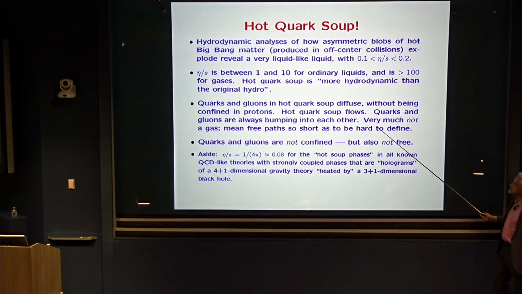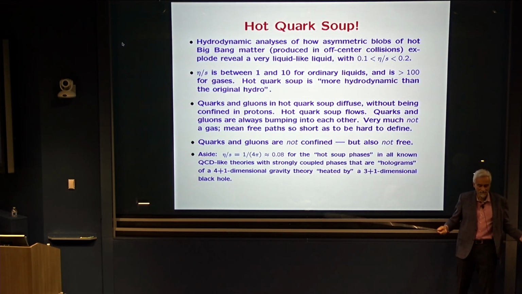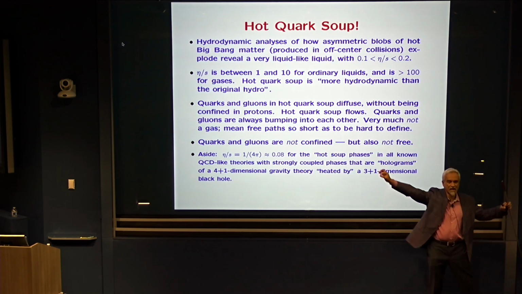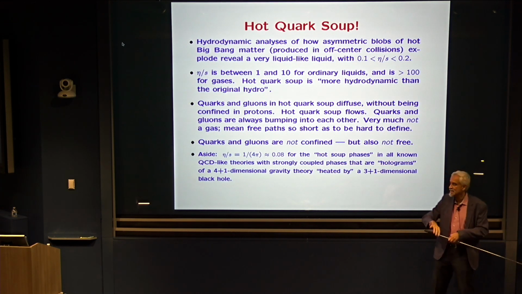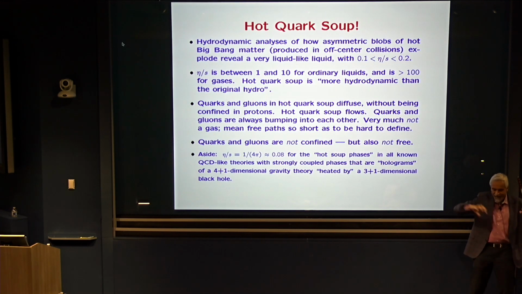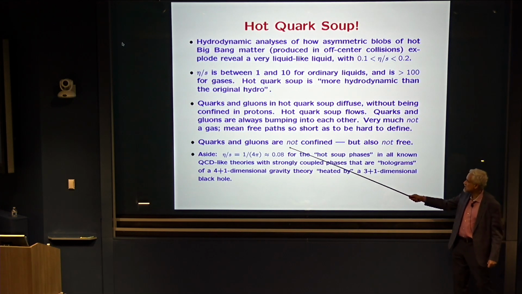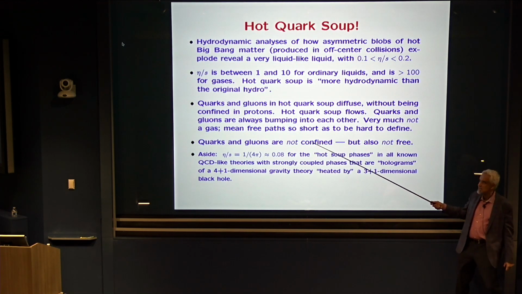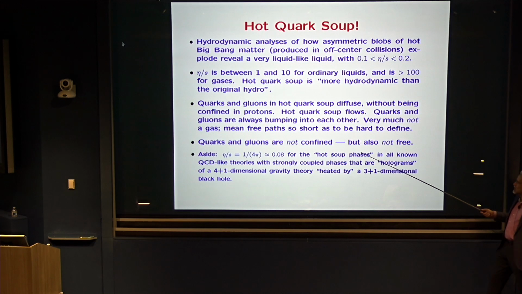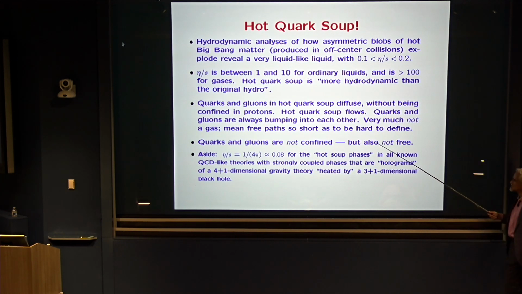So what this is telling us is that in hot quark soup, quarks and gluons are not free. It's not a gas. You should not think of it as quarks and gluons flying long distances like in a gas. They're always bumping into each other. You should think of it as quarks and gluons rattling around and continually bumping into each other. They're never not bumping into a neighbor. So the picture of this hot quark soup is that the quarks and gluons are not confined into protons, but they're also not free. So the expectation of the 1970s was half correct. They're not confined, but they're also not free.